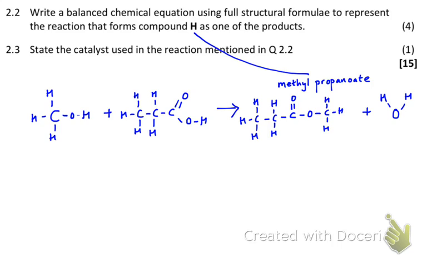2.2.2: The catalyst that's used for this requires a concentrated acid, and we most commonly use concentrated sulfuric acid. Concentrated phosphoric acid would also work, so that would also be a correct answer.